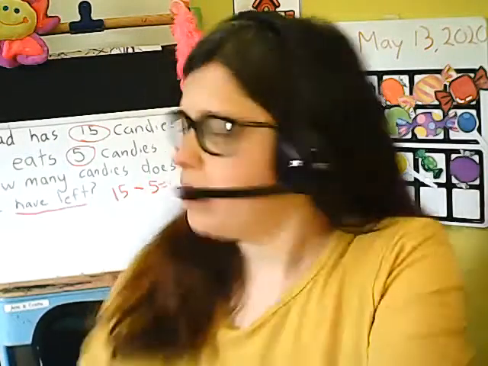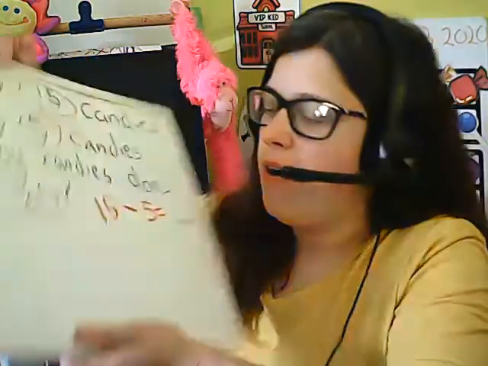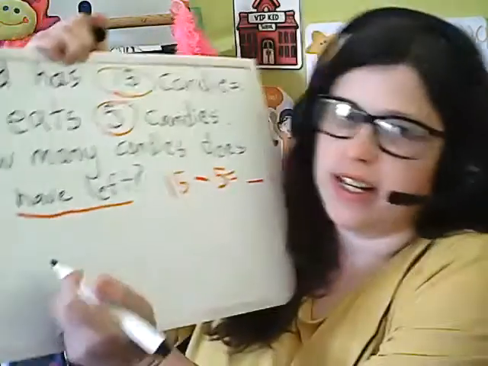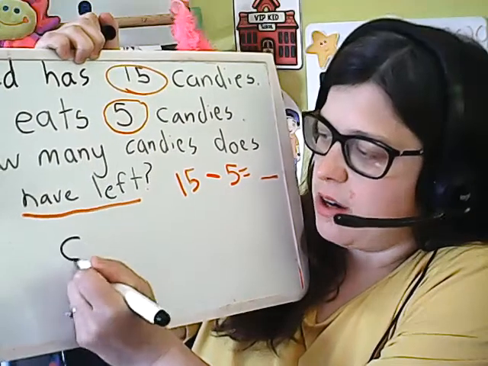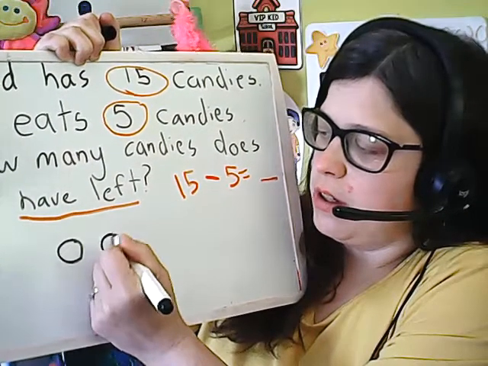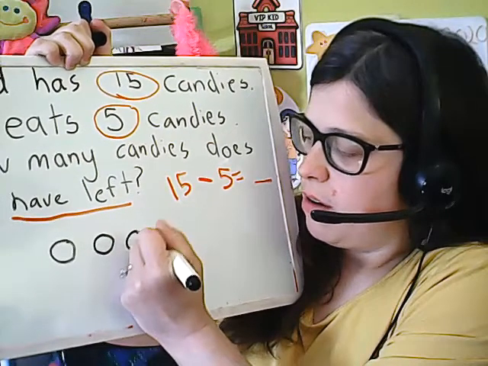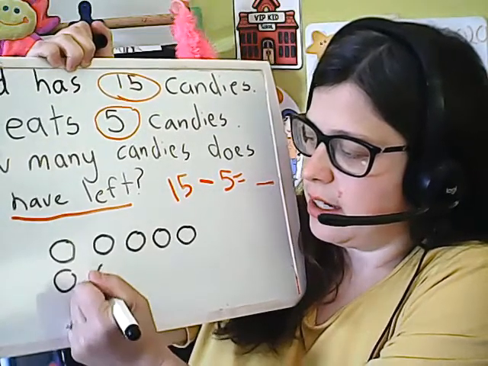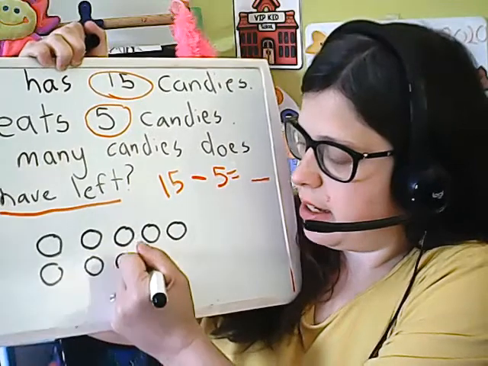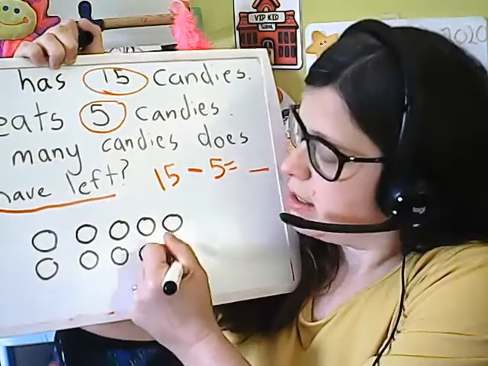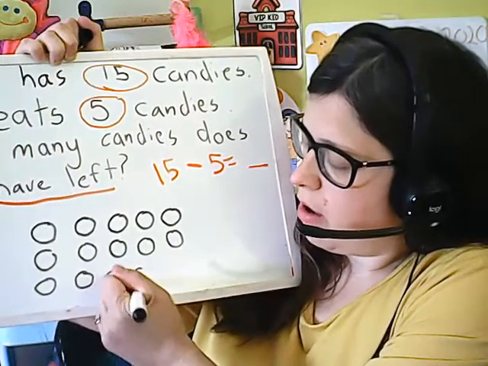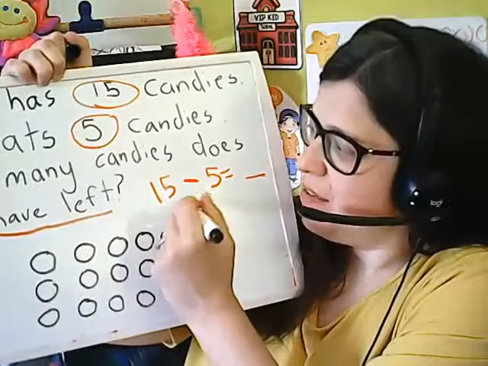All right, so now that we've looked at that, let's draw out our 15 candies down here. Candies can be represented with just circles. 1, 2, 3, 4, 5, 6, 7, 8, 9, 10, 11, 12, 13, 14, 15. Look at my nice five groups. So I have 15 candies.